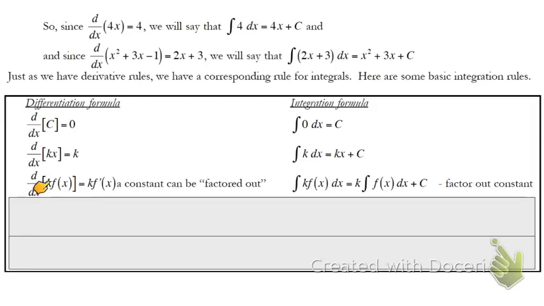The derivative of k times some function f of x is k times the derivative of f of x. That's the one where we say that it's a constant multiple, and it just tags along for the ride. So the integral of k times some function f of x is the same thing as pulling that constant out front. You can pull it outside of the integral and let it tag along for the ride as you take the integral of f of x. And then again, plus c.